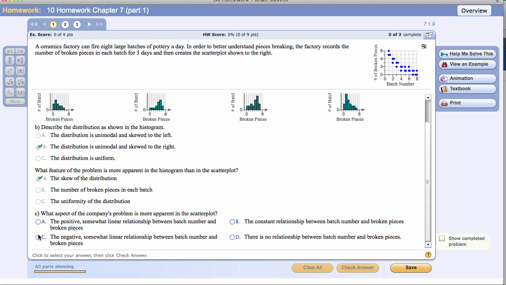So it's negative, somewhat linear. There's a little bit of a bend right here, so it's somewhat linear between batch number and broken pieces. The earlier batches have a lot more broken pieces. I guess they're learning something. This would be a very strong, somewhat linear negative relationship. So we can talk about the strength, direction, and form: strength, strong; direction, negative; and form, linear.